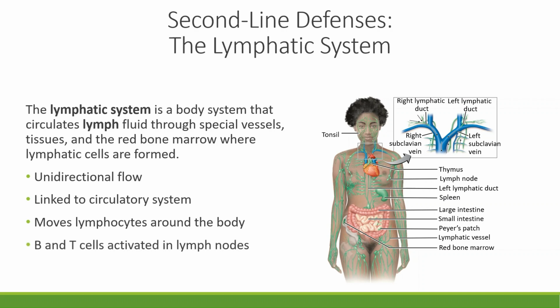B and T cells are activated in what we call the lymph nodes. These are specialized tissues around the body where they recognize and respond to pathogens in those areas and can be trained on pathogens in those areas. And this system helps coordinate the body's immune response and protect against disease.